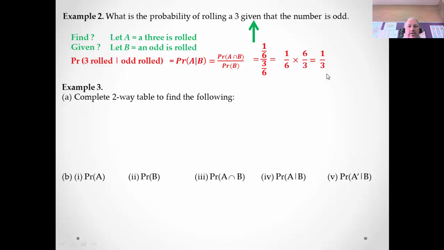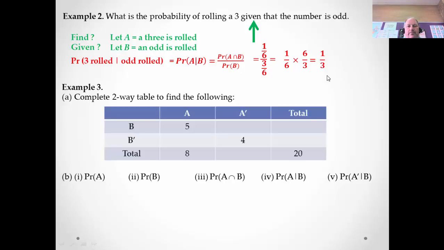Example 3. Here we're starting with a two-way table which is incomplete, so the first thing we need to do is complete it. Obviously 3 will go in that spot, 5 plus 3 makes 8. 12 would belong in this spot because 8 and 12 make 20. If that's 12 there, then that would be 8 here, make 13, means that's 7, etc. So we complete the two-way table.